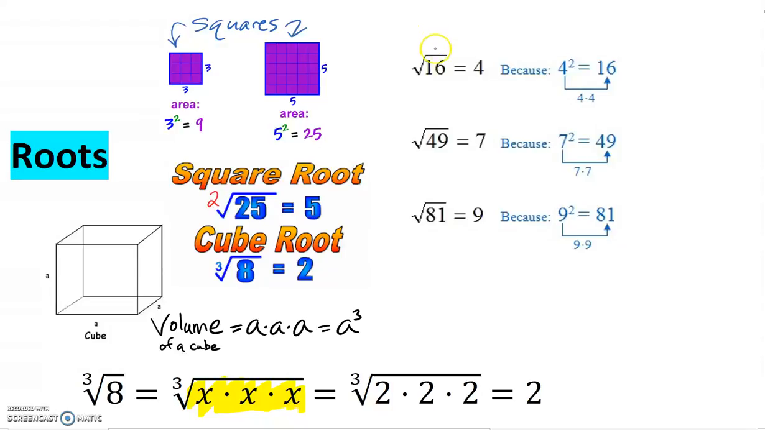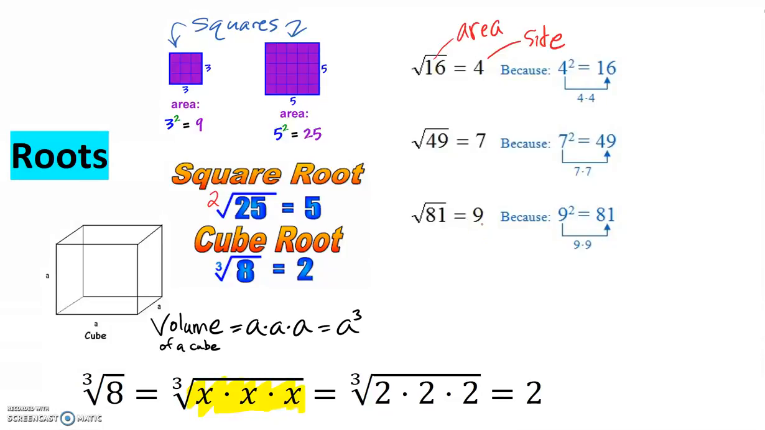So the idea of this root, if we think of this as the area, when we take a square root, that will give us the side length of the square. That's one way of thinking about it. So the square root of 49 would just be 7. If the area is 81 square centimeters, then each side would be 9 centimeters. That's another way of thinking about this.